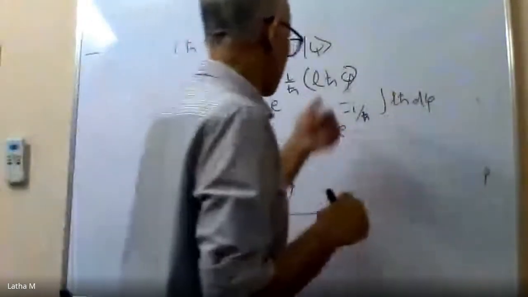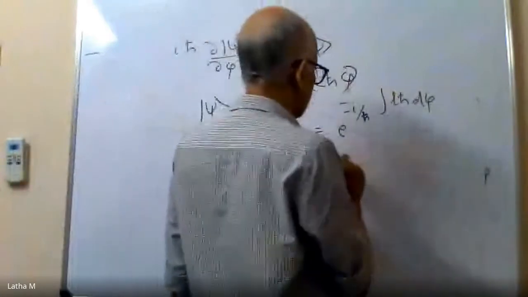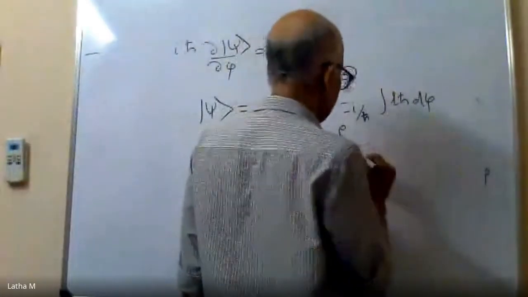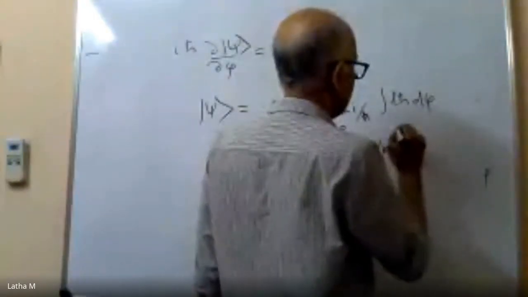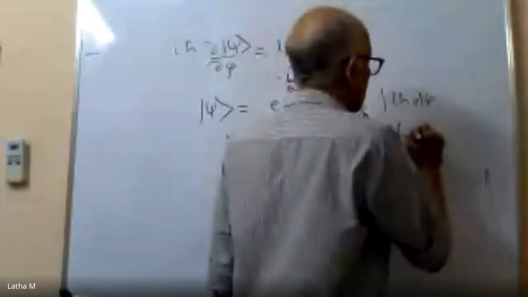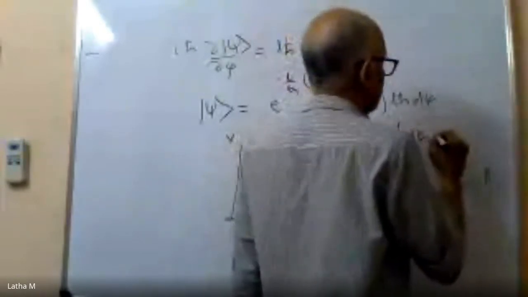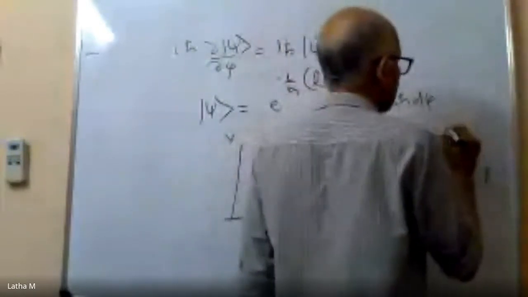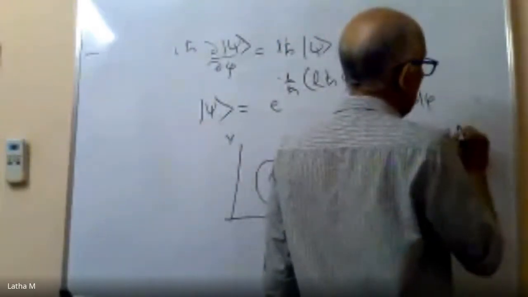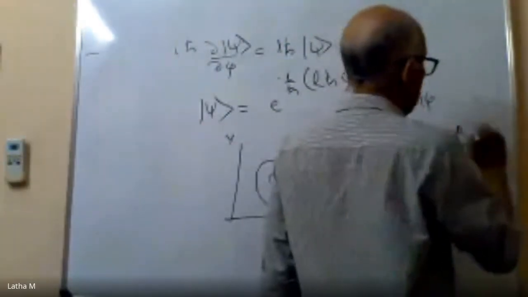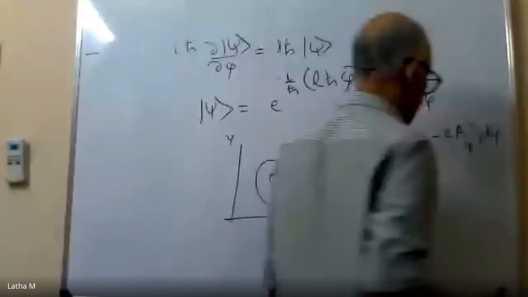This integral of d phi is phi. Then when the current is switched on, this expression gets changed as exponential minus i by h cut integral L h cut minus E A phi d phi.